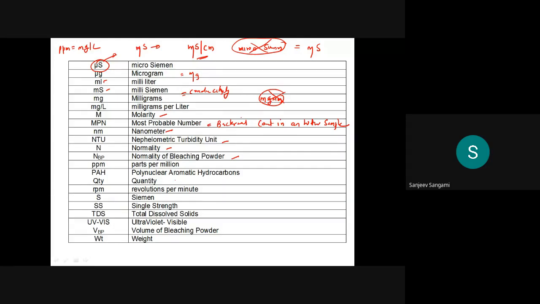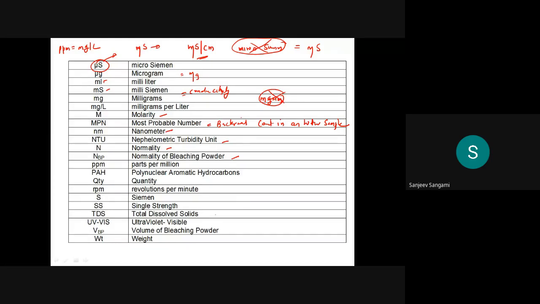Rarely will we use this terminology. Then QTY, that is the short form of quantity. Then RPM, you already know, revolutions per minute. Then S, that is capital S, always stands for Siemens. Then SS stands for single strength. DS stands for double strength.